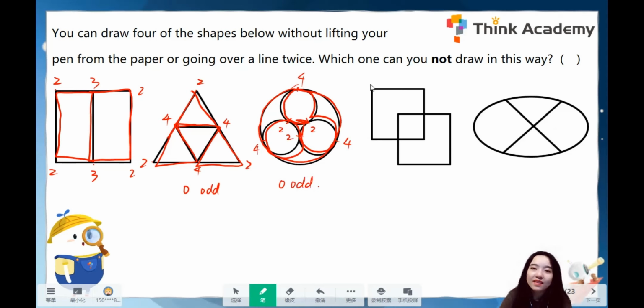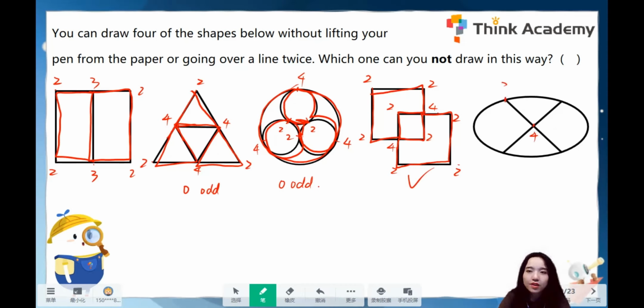How about the next one? 2, 2, 4, 2, 2, 2. Or you can just ensure you get all points of the same type. Then here should be 4, 2, 2. No odd point again. Let's check the next one. Let's try to draw it out first before we go to the next one. Here, and then let's go through all lines. We can go to the same point again. Done, we made it.